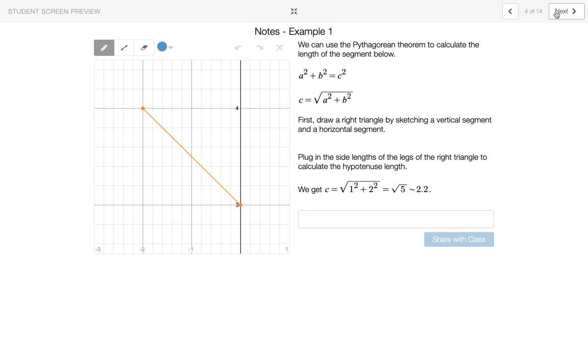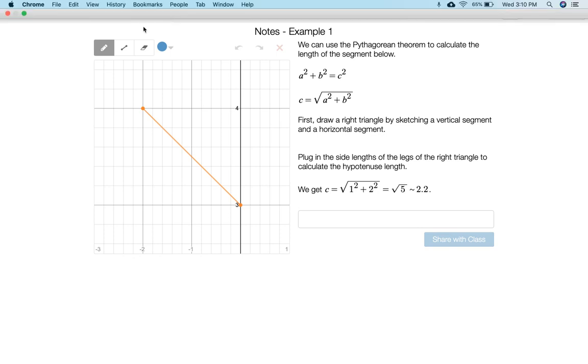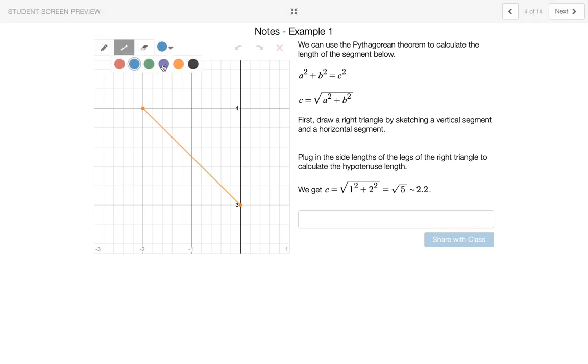So now we're going to talk about using the Pythagorean theorem to calculate the length of the segment on the left. Recall the Pythagorean theorem is a squared plus b squared equals c squared. So solving for c gives us c equals the square root of a squared plus b squared. We don't have a right triangle, but we can draw a right triangle. So we're going to select the segment tool and we'll draw a vertical segment. And a horizontal segment. And this is a right triangle.